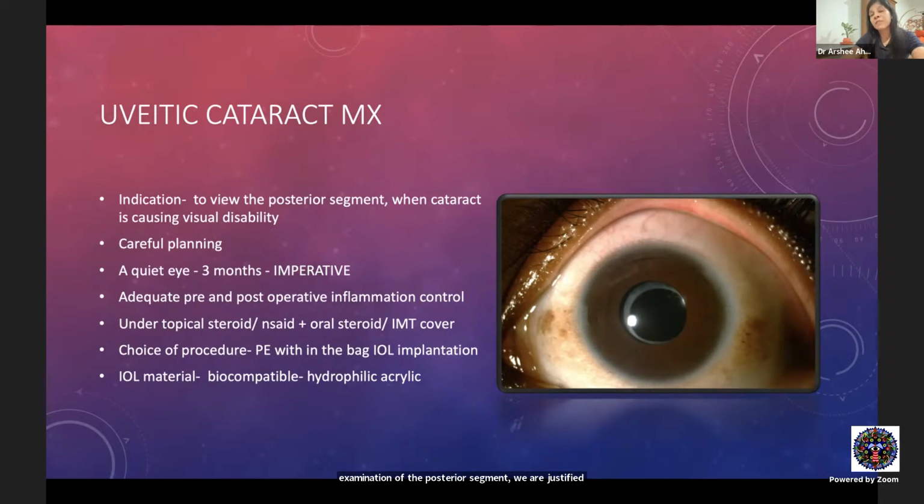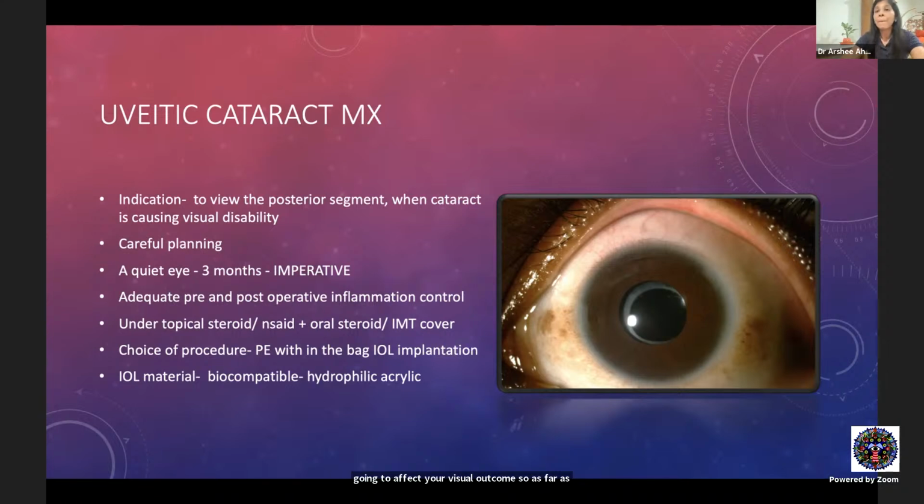As much as possible, we need to try to evaluate the posterior segment before you take up these eyes for surgery. The patient may already be having cystoid macular edema. There may already be significant vitritis. All that is going to affect your visual outcome. So as far as possible, have a thorough examination done first and then plan to take up the patient for surgery.